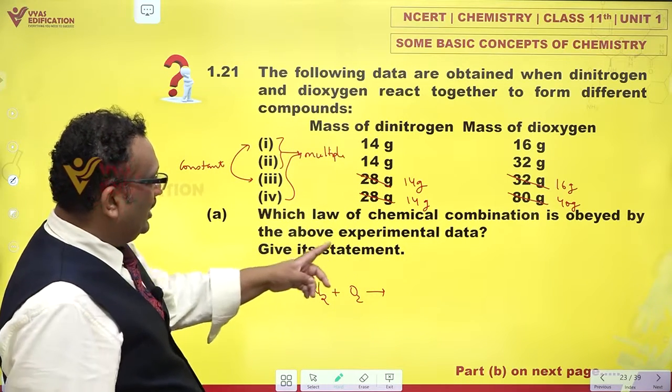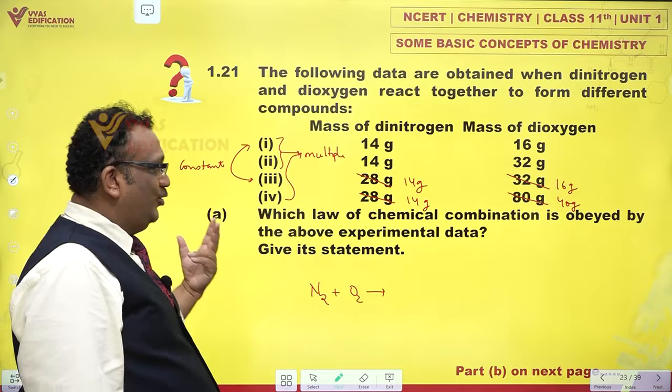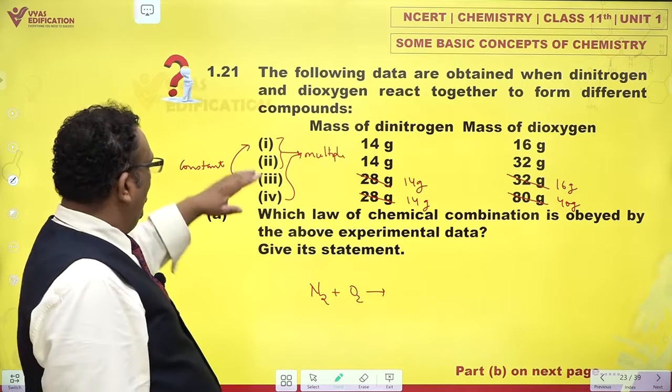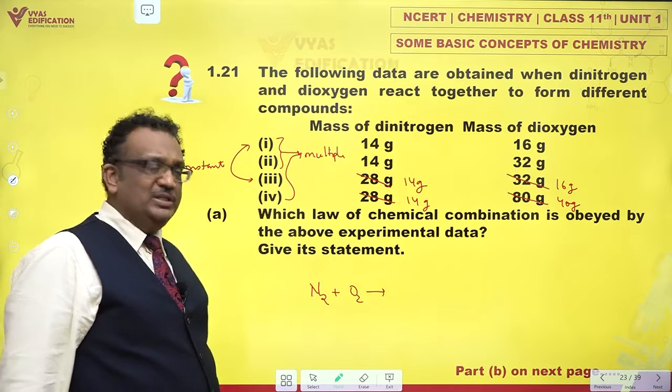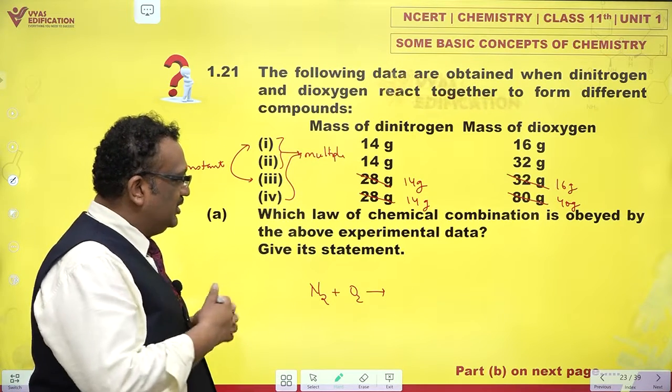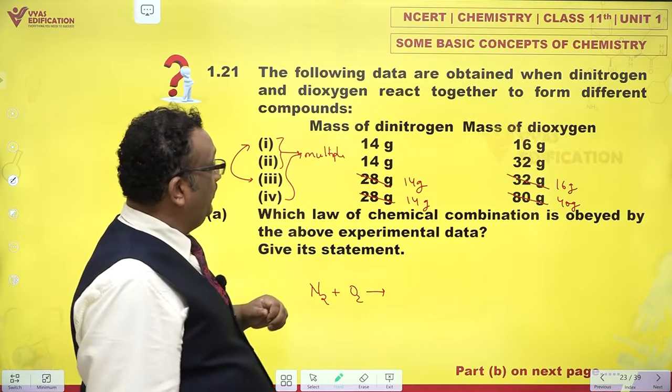So which law of chemical combination is obeyed? There are two laws actually which are obeyed. Law of constant proportion seems to be minor here. Major law is law of multiple proportions. What about the statement? I'll tell you the statement also.